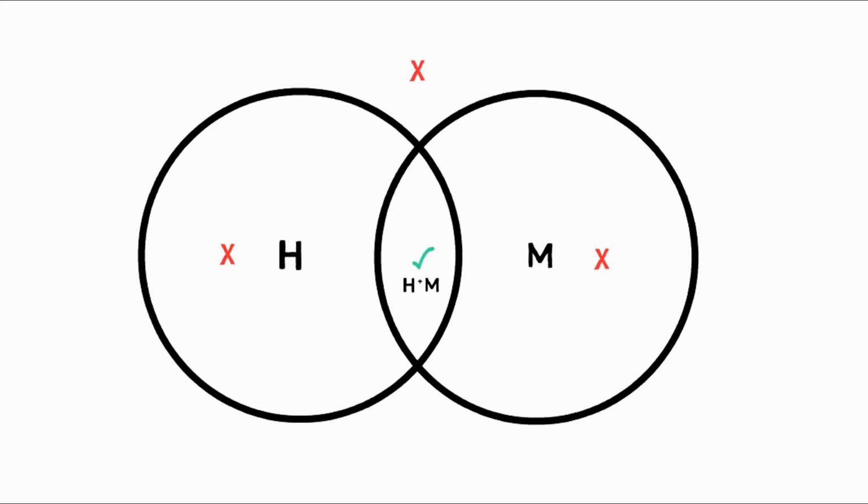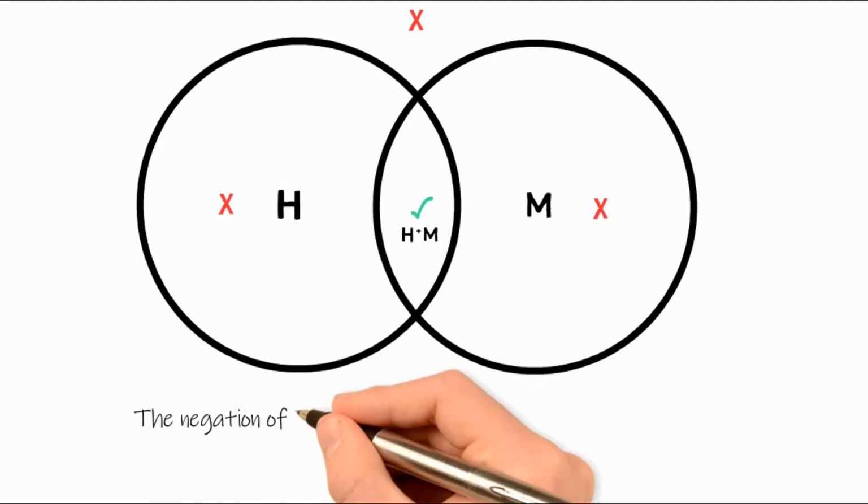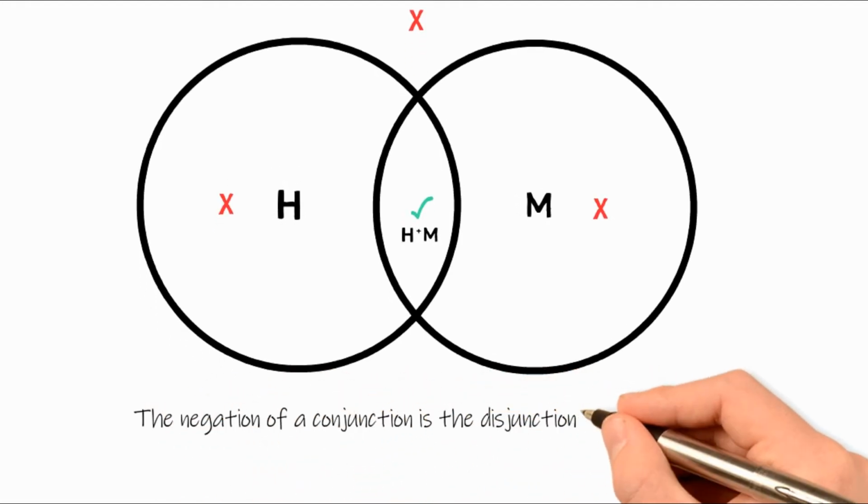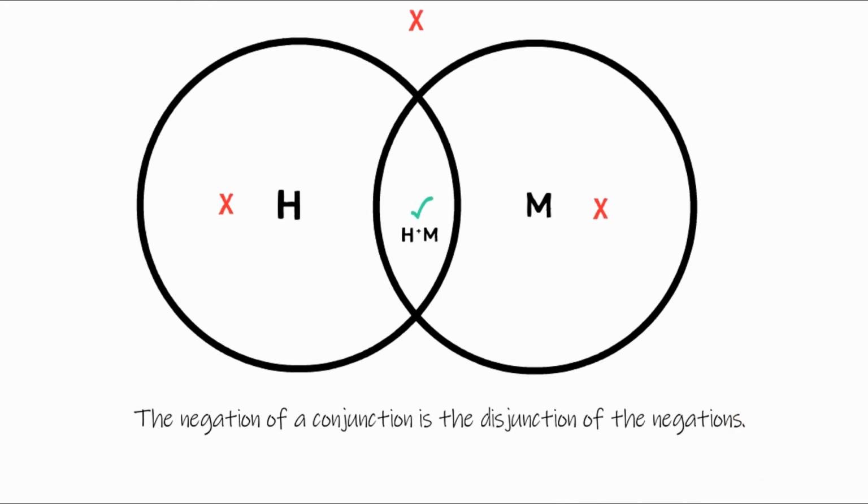If I'm only blonde-haired but not blue-eyed, then it isn't true that I'm both blonde-haired and blue-eyed. And if I'm only blue-eyed but I'm not blonde-haired, then again, it's not true that I'm both blue-eyed and blonde-haired. And of course, if I'm neither one of those, then the conjunction is also false. So why am I talking about this? Well, let's look once again at our equivalency. It says the negation of a conjunction is the disjunction of the negations.